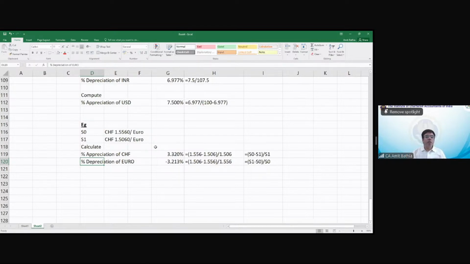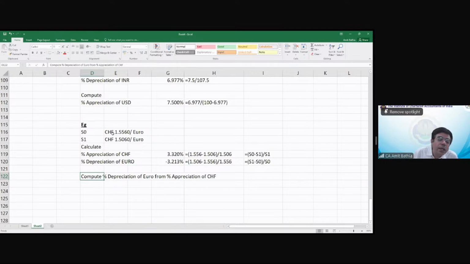Now, again, let us compute one from the other. Can we do that? Compute percentage depreciation from... Sir, do we have to remember which currency is stronger in the real sense, and how will we know? You just told us euro is stronger, sorry, CHF is appreciating.